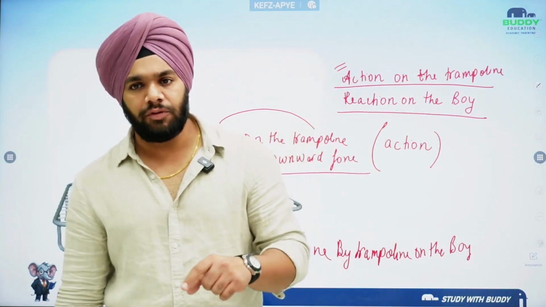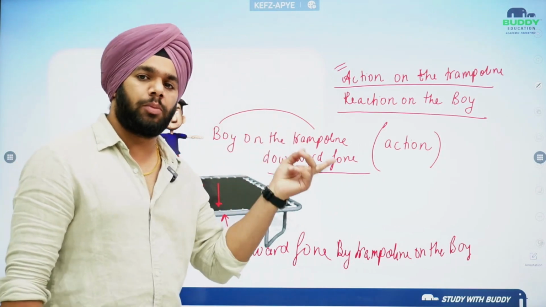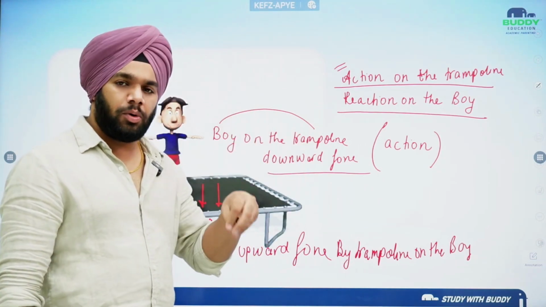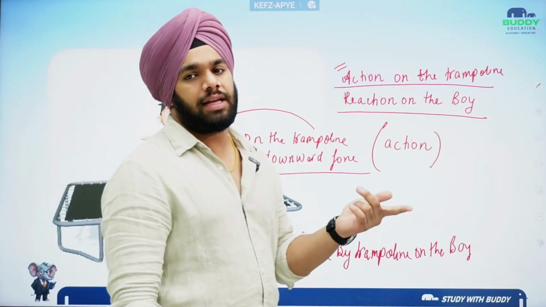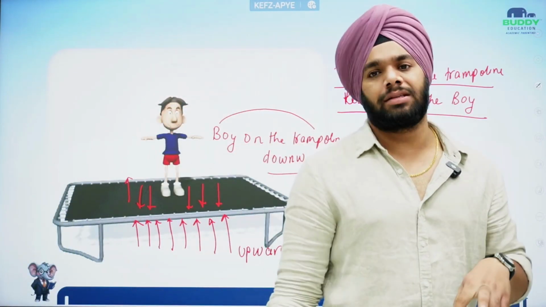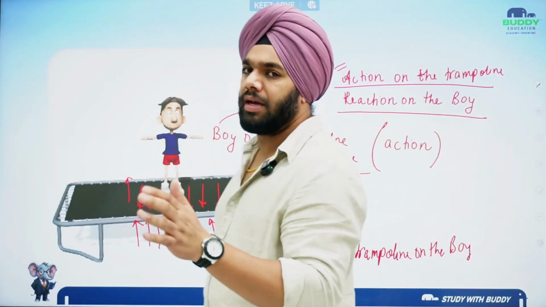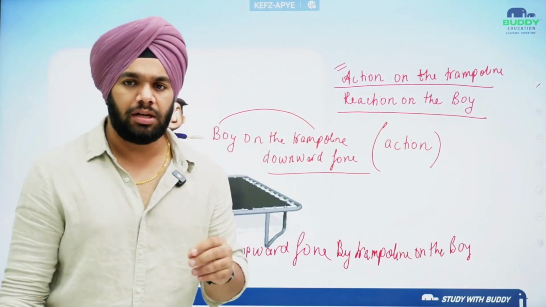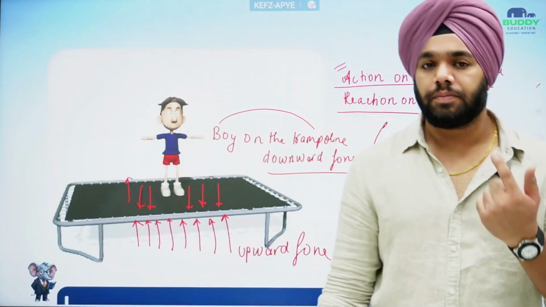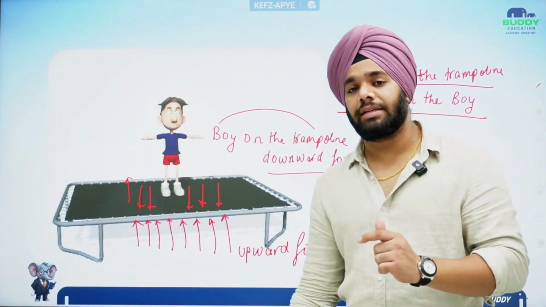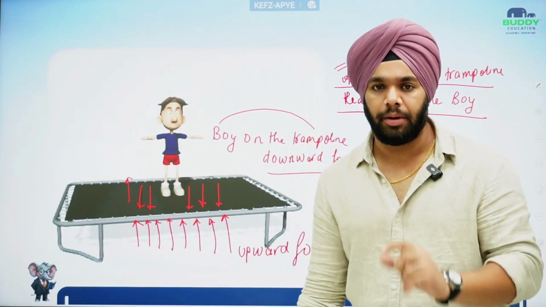But if action force is acting on one body, then reaction force is acting on the other body. So one body is facing action and the other body is facing reaction. So they cannot cancel because there are two different bodies. Action reaction pair cannot cancel out each other because they are acting on two different bodies. This is what you need to remember.